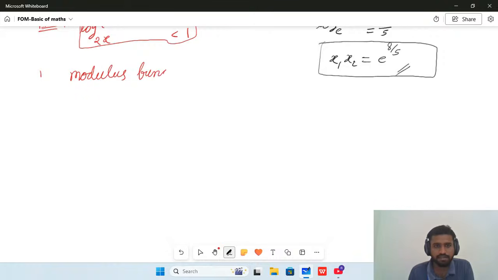Is there any lag from my side? If there is any lag from my side, you can comment in chat box. Once confirm whether there is any lag from my side. You can see chat box here. Is there any lag?